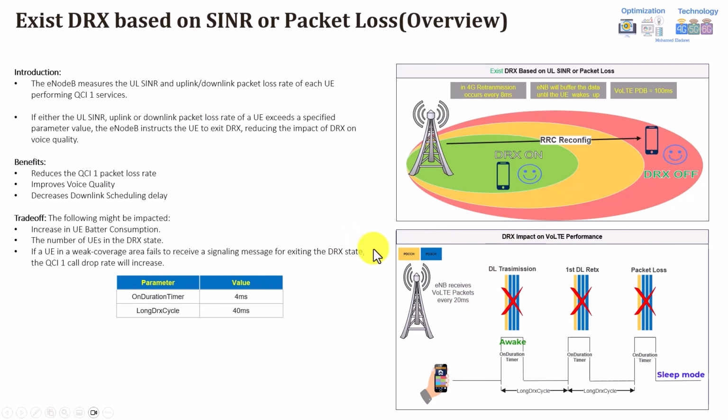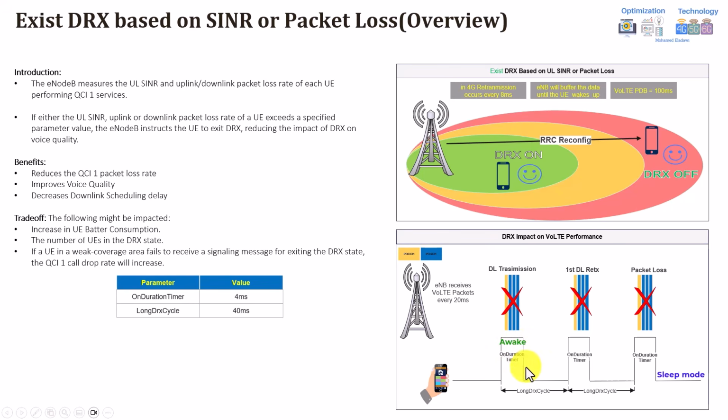So in this particular case, the eNodeB can transmit it here. But if you remember that the VoLTE packet in general is transmitted every 20 milliseconds, as mentioned here. But in this case, because the long DRX cycle is 40 milliseconds, this means the packets will be bundled every 40 milliseconds. We'll have 2 packets.